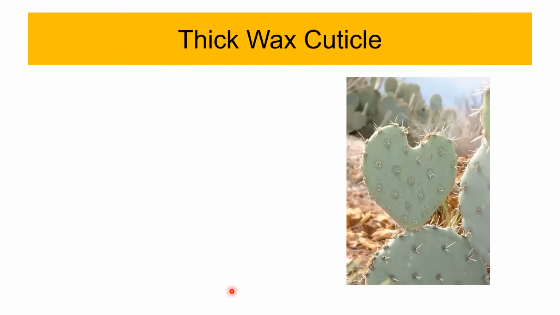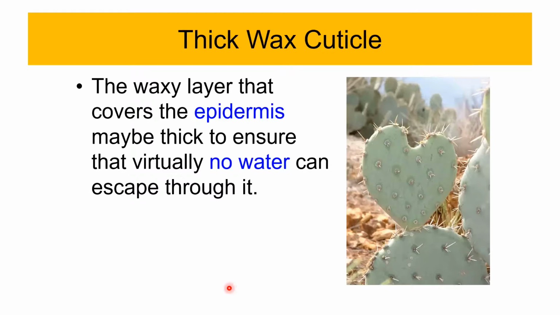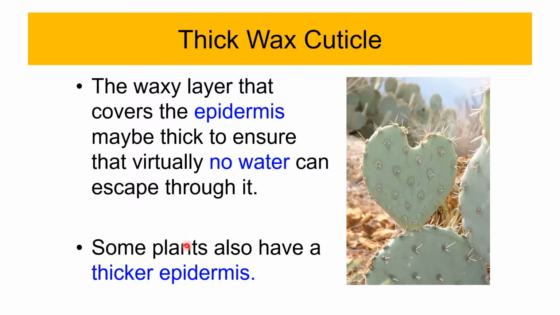Right? Now, when we talk about the thick waxy cuticle, this waxy layer that covers the epidermis may be thick to ensure that virtually no water can escape through it. Right? Some plants also have thicker epidermis. Okay? So it's this waxy cuticle layer that covers the epidermis. Then the epidermis itself can be thicker as well.